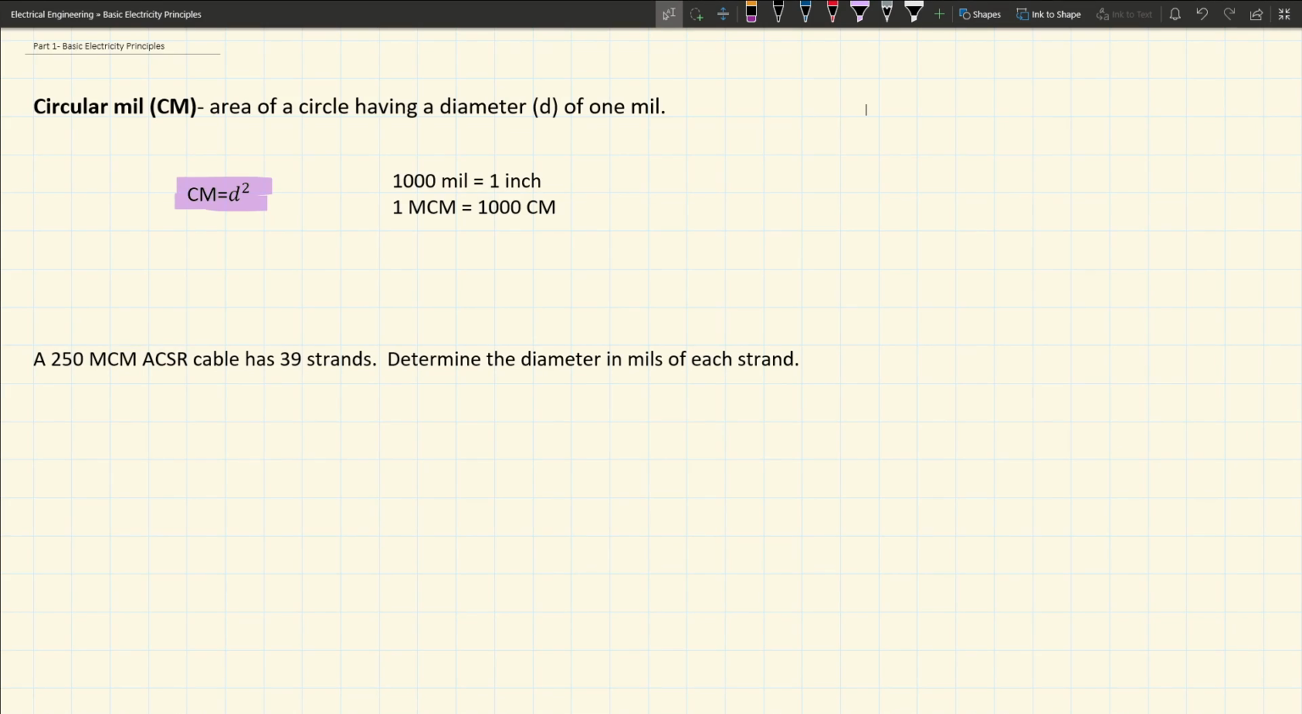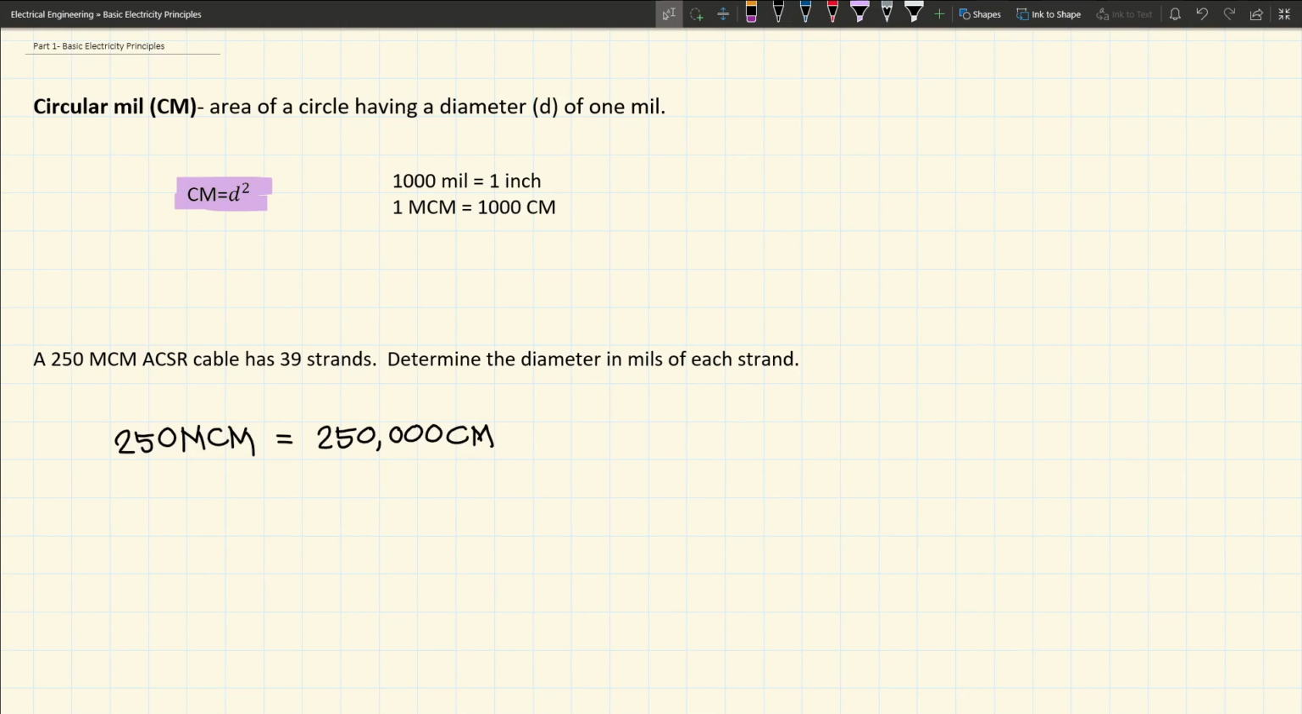A 250 mcm ACSR cable has 39 strands. Determine the diameter in mils of each strand. First, let's convert 250 mcm to cm. So this is equal to 250,000 cm.